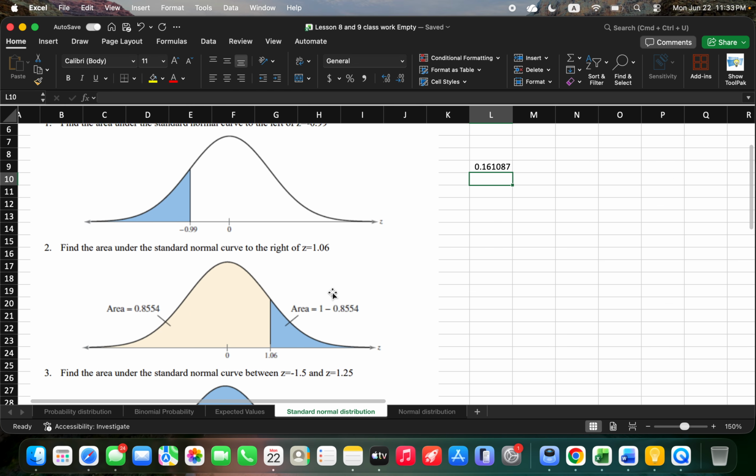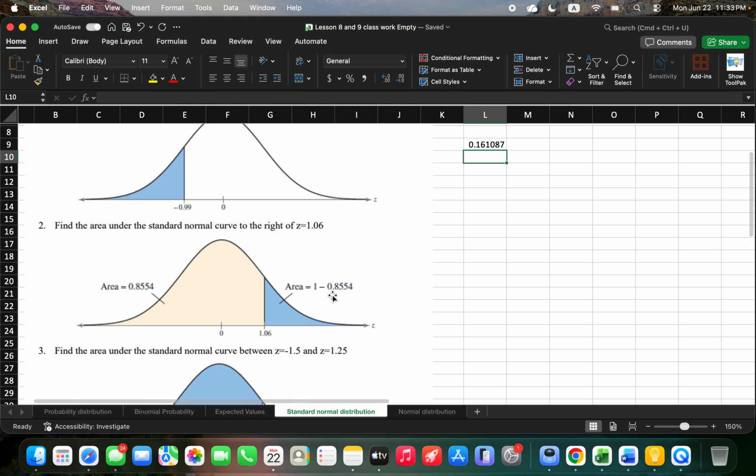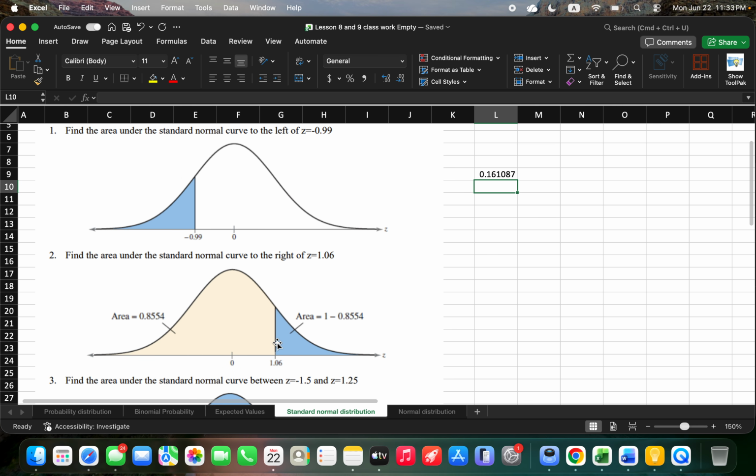Okay, then look at this question here. In this case, it is shaded on the right hand side, and the given z score is 1.06. From the previous questions, whenever you read a z score, you get the cumulative area from the left side. But now it is asking for the right side. The total area of the normal curve must be equal to 1. Therefore, whatever you read from the z score, you need to subtract it from 1 basically.